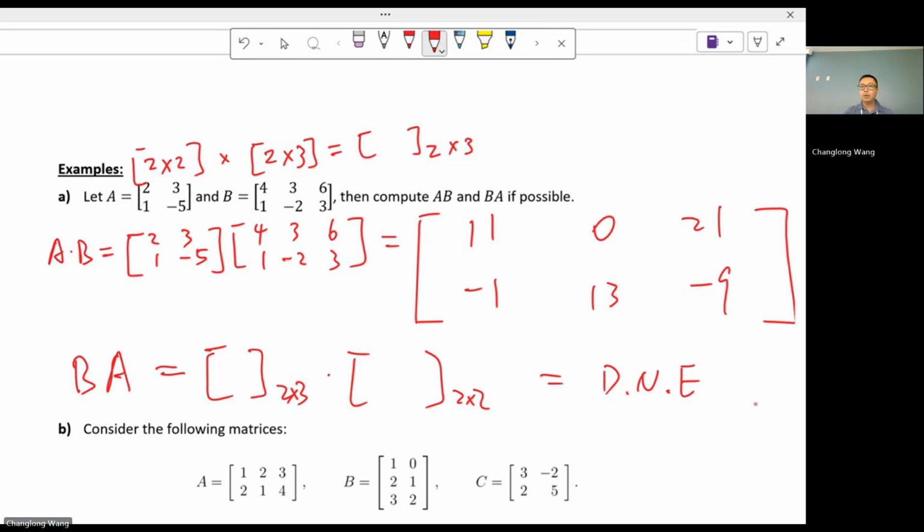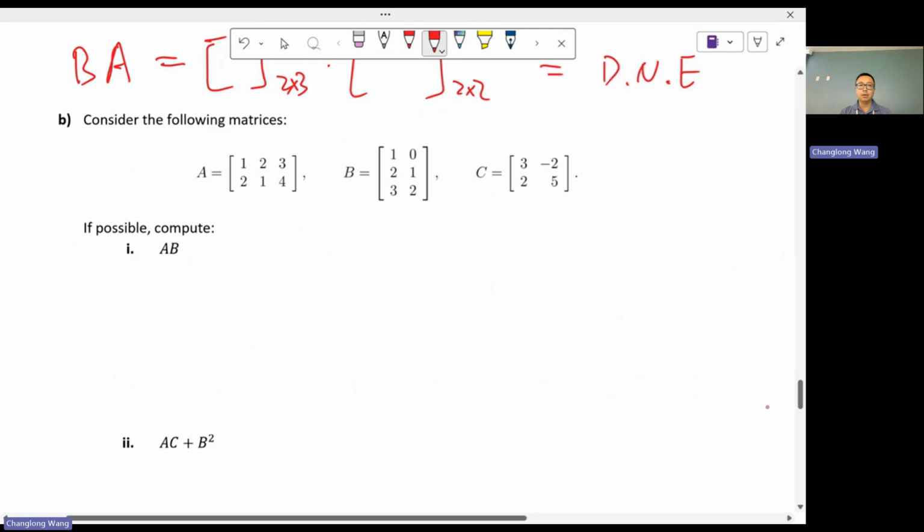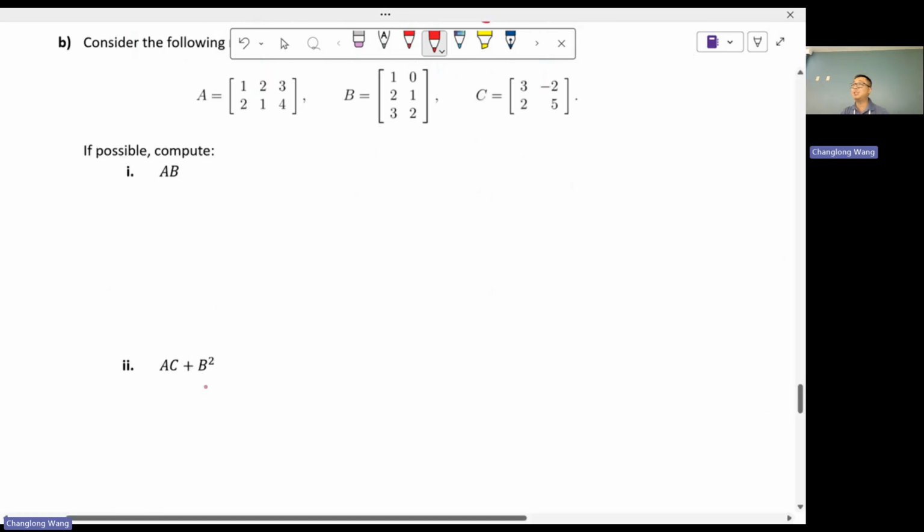All right. Now, again, any questions so far? Okay. Now, look at those matrices, A, B, and C, right? So you want to do A times B or A times C, then plus B squared. Well, what does it mean, B squared? I didn't teach you how to square the matrix. So you will multiply B with itself. So B squared is nothing but B times B.